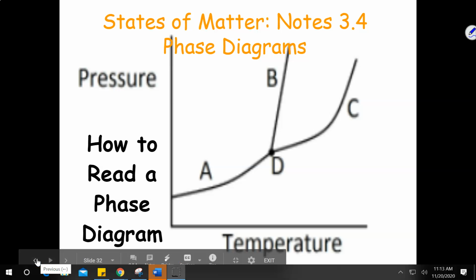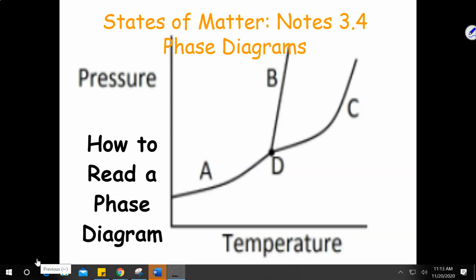This is a phase diagram for a substance. This is just a generic shape of what that diagram looks like for a particular substance. I will show you some other phase diagrams for water and carbon dioxide in the following slides. So a phase diagram is pressure versus temperature.